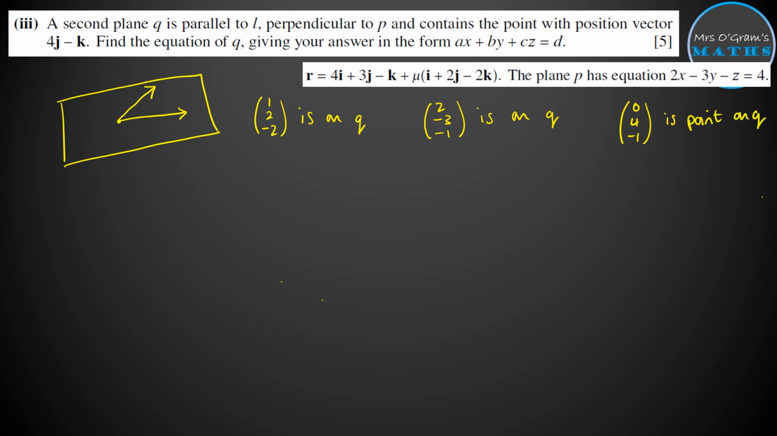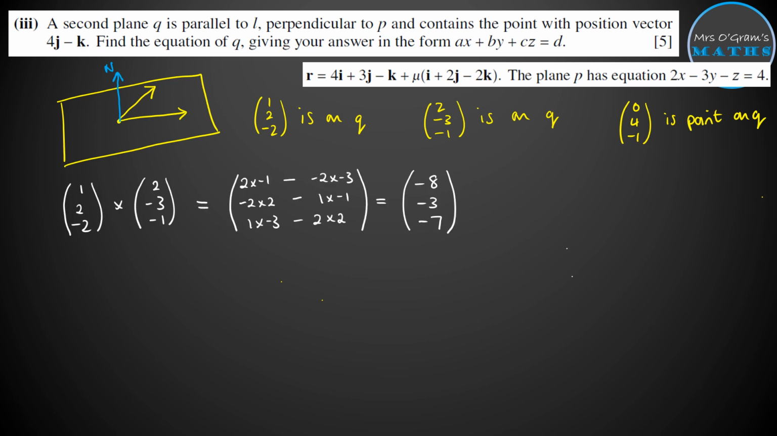So if we do the vector product of the two vectors that we know on the plane, we will get the normal to the plane. So the vector product of those two vectors will give us the normal, and then we can use the position vector to substitute in and work out the last part of that equation. So (-8, -3, -7) is normal to the plane. We can take out the factor of -1 from that and also get that (8, 3, 7) is normal to the plane if we're just going the other direction.